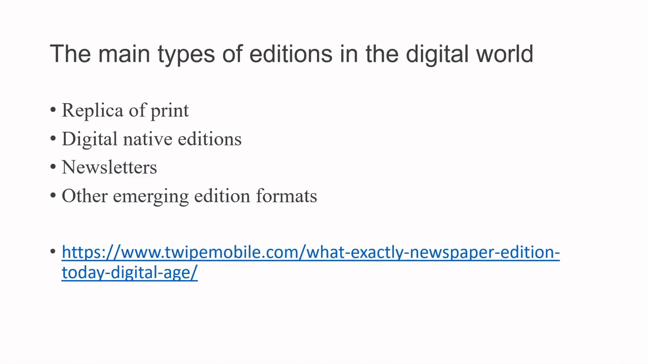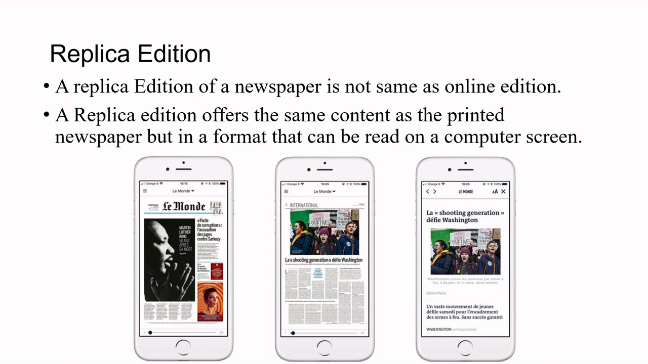The next thing: what are the main types of editions in the digital world? There are three main types. One is replica of print, the second is digital native editions, and the third is newsletter, and we are going to see other emerging edition formats also. Starting with the replica of print, it is what you could see in the printed version, transformed into the computer version.